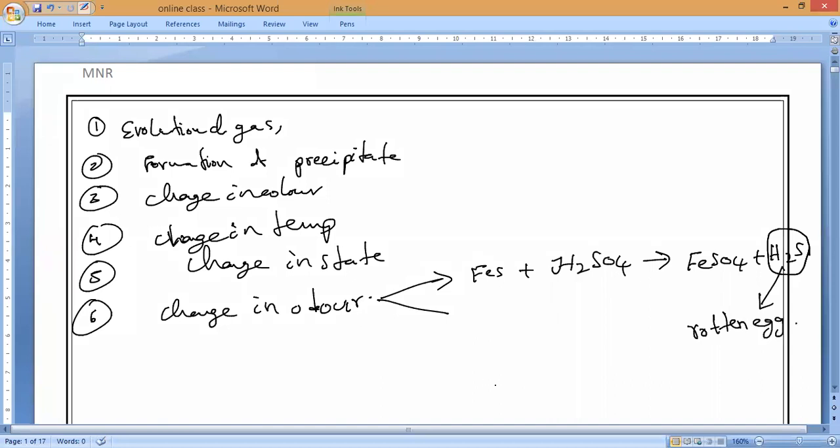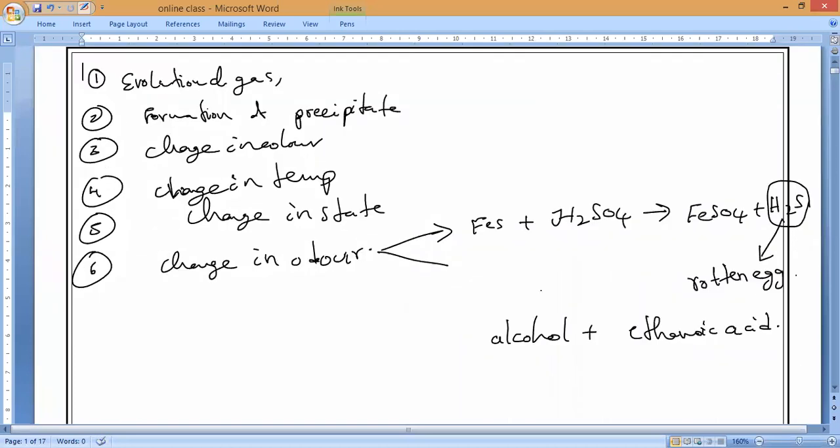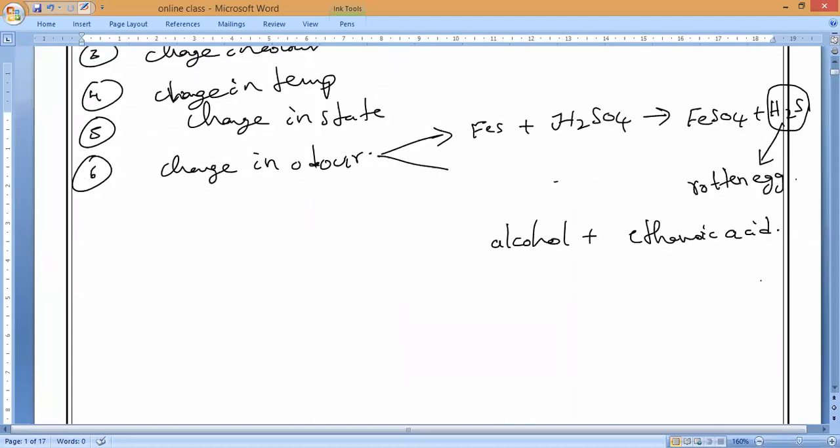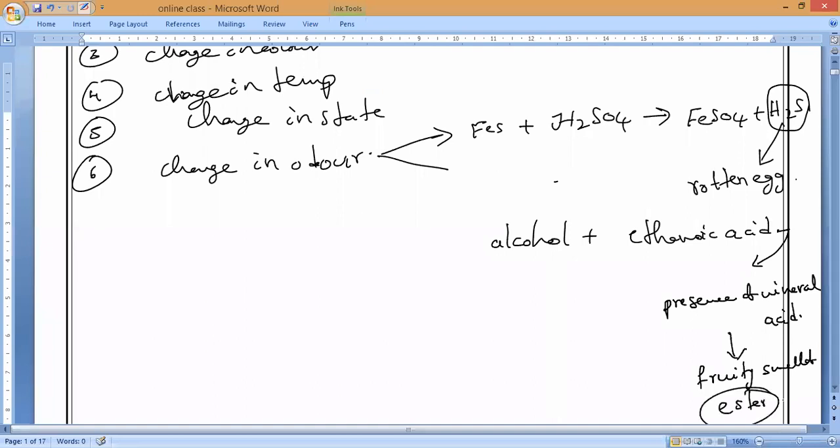And also, as I told you, alcohol will react with ethanoic acid. What is another name of ethanoic acid? Acetic acid. So alcohol will react with ethanoic acid in the presence of mineral acid. What do you mean by mineral acid, Shruti? Laboratory acid. So they will give you the fruity smell of ester. Ester is one of the functional groups which we'll study in the higher classes.